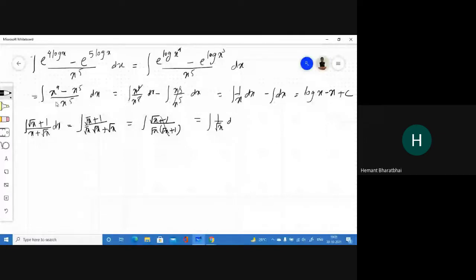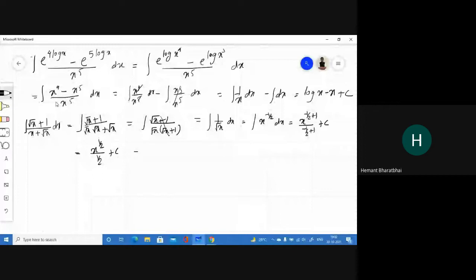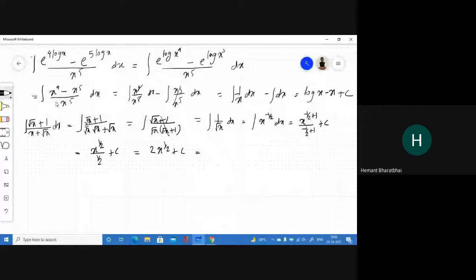So root x means x raised to 1 by 2. If it goes up, it will become x raised to minus 1 by 2. So by applying the formula x raised to n plus 1 upon n plus 1, that will be x raised to minus 1 by 2 plus 1 upon minus 1 by 2 plus 1 plus c. So that gives me x raised to 1 by 2 upon 1 by 2 plus c. This 2 goes up, so this becomes 2 into x raised to 1 by 2 plus c. So x raised to 1 by 2 is nothing but square root, so that is 2 root x plus c.